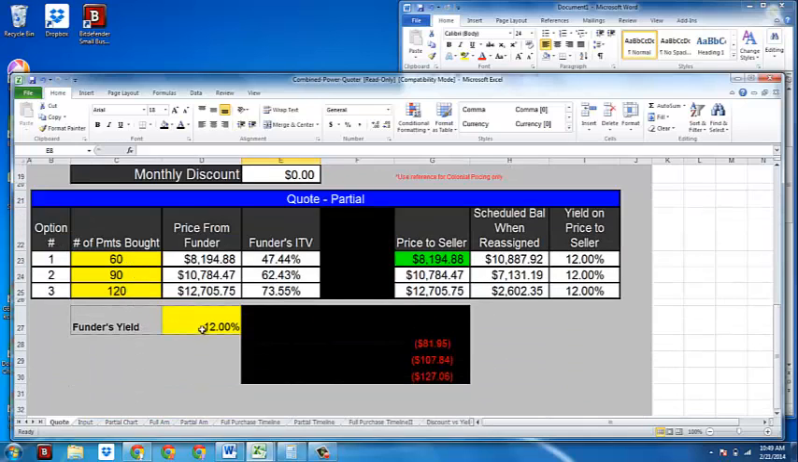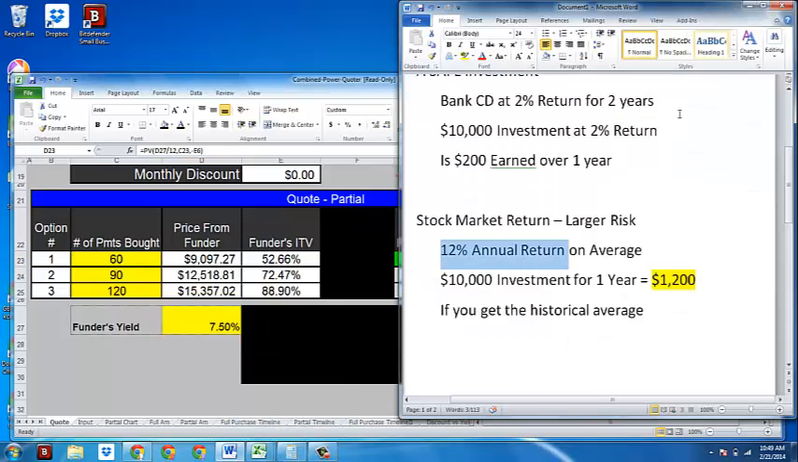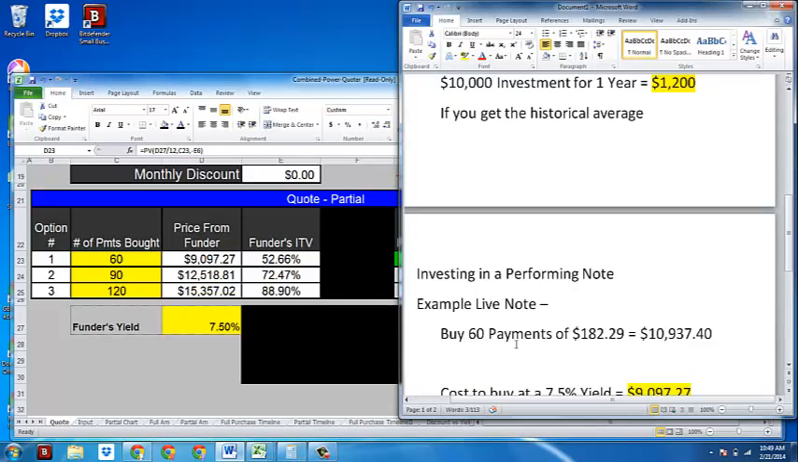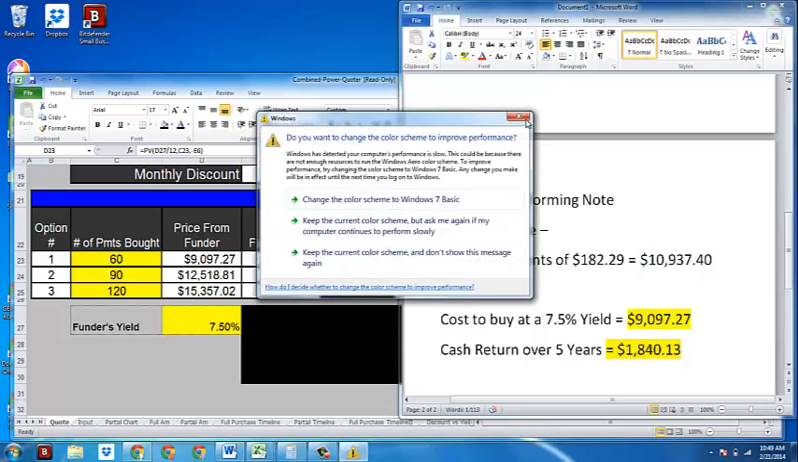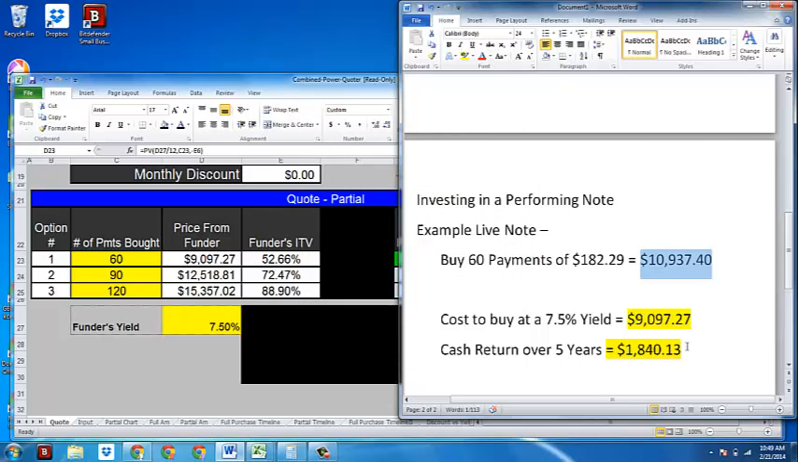So if he wants a 7.5% return on his investment, and he only wants to buy 60 payments, that would be $9,097.27. I've done some pre-calculations. We want to know the return on 60 payments. So 60 payments of $182.29 is actual cash in pocket of $10,937.40. If he spent that $9,097.27 to buy 60 months, or 5 years, his cash in pocket will be $1,840.13.